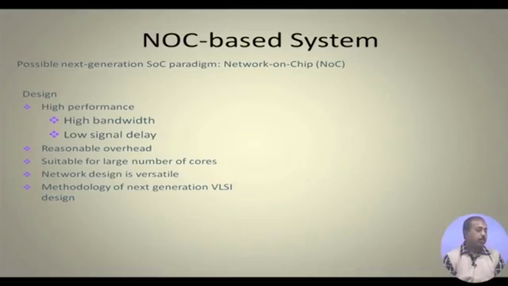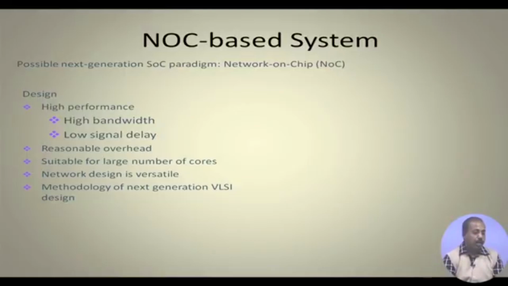So, in case of an NOC based system, high performance can be achieved by this effective high bandwidth and the low signal delay between the successive stages. Overhead in most of the cases is reasonable, in the sense that the routers are made very small, so that they support just a basic routing algorithm, and the router overhead is much lower compared to the core. It may be 0.1% or 0.01% of the total SOC area that is dedicated to the network part, including the routers, network interface and the links.